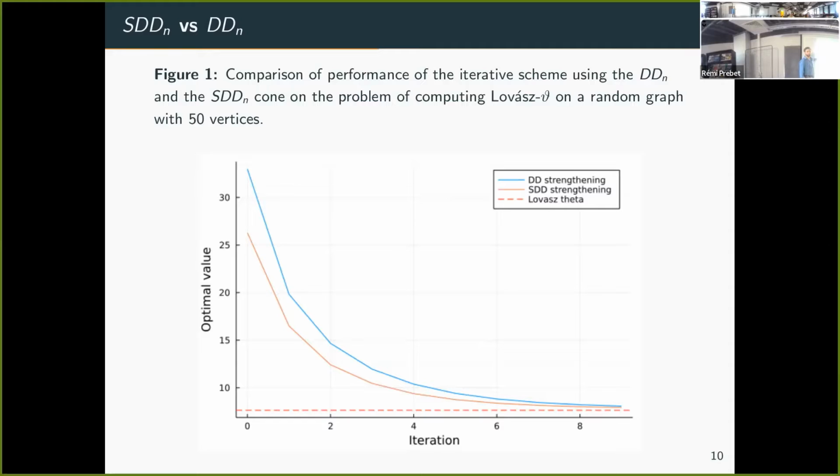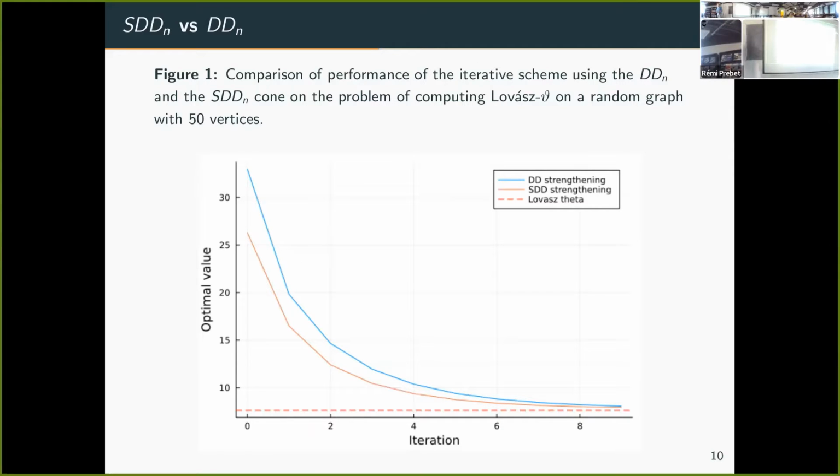Here we saw, at first we had something like 33. The optimal value is 7 point something. And it seems like after not too many iterations, so this goes up until 10, we get quite close to the optimal value of the SDP, right? The only thing is that if you look closely, it seems like this procedure is converging to a suboptimal level, right? So there's a gap that might not close. So that would be the next question to ask, right?